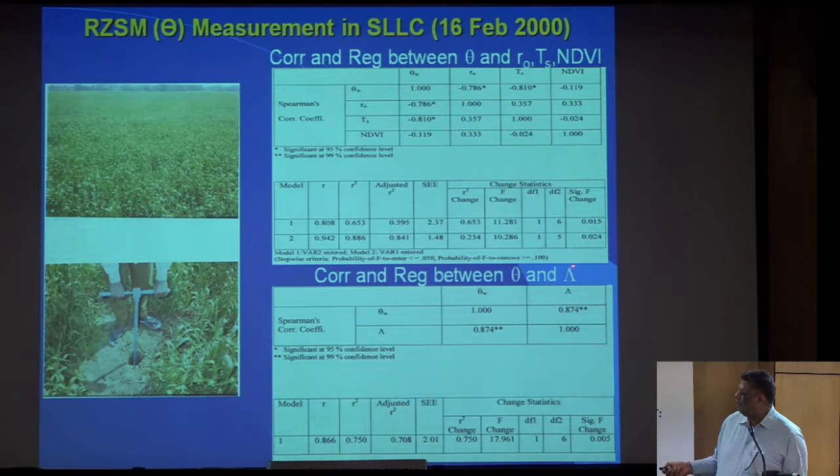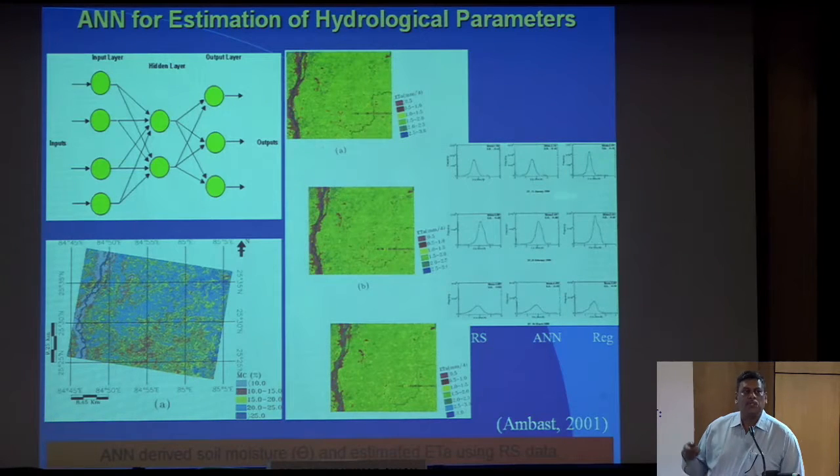Another derived parameter was the evaporative fraction, which has come from the RECEP. We tried and finally used it for the purpose of estimation of the root zone soil moisture. The problem was that it was not giving very good correlation. So we employed the artificial neural network here for estimation of the root zone soil moisture.